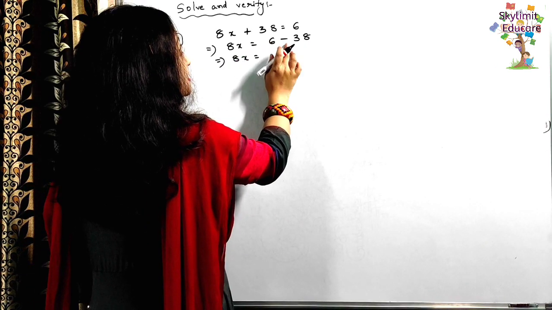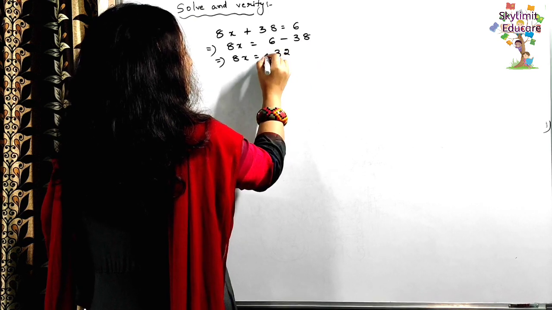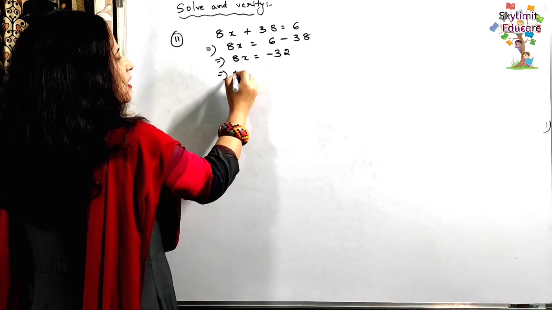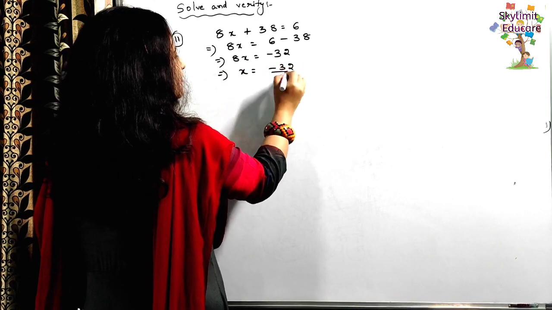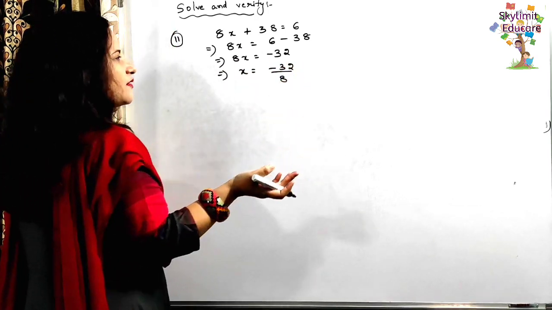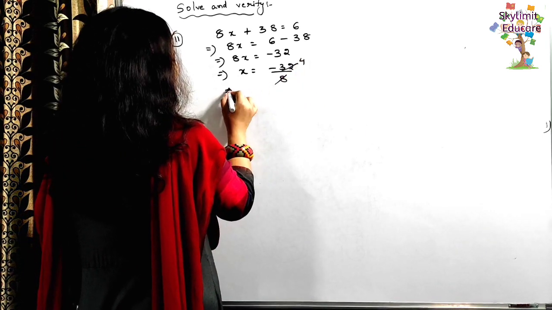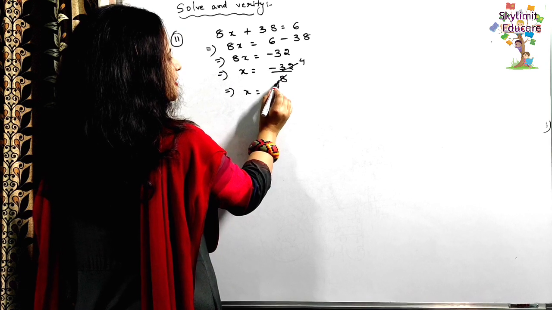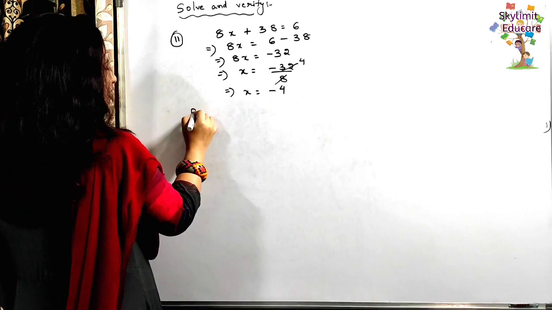This is positive, this is negative. So 38 minus 6 will give us how much? 32. And greater number is 38. Carrying what sign? Minus sign. Now 8 is multiplied to x, so when 8 goes to right hand side, it will be divided with whatever is on the right hand side. So 8 4s are 32 and x is equal to, now one is plus, other one is minus. Division, minus 4. Okay, let's verify.